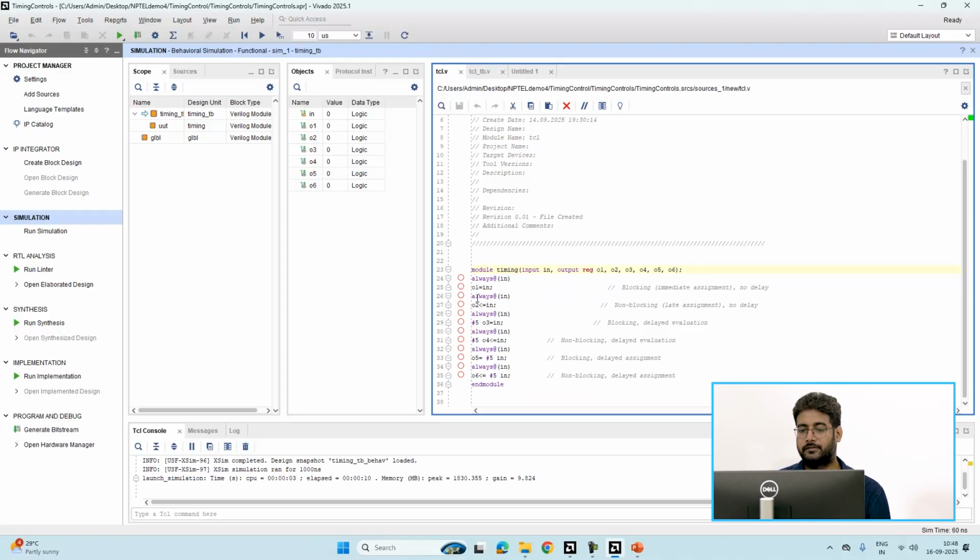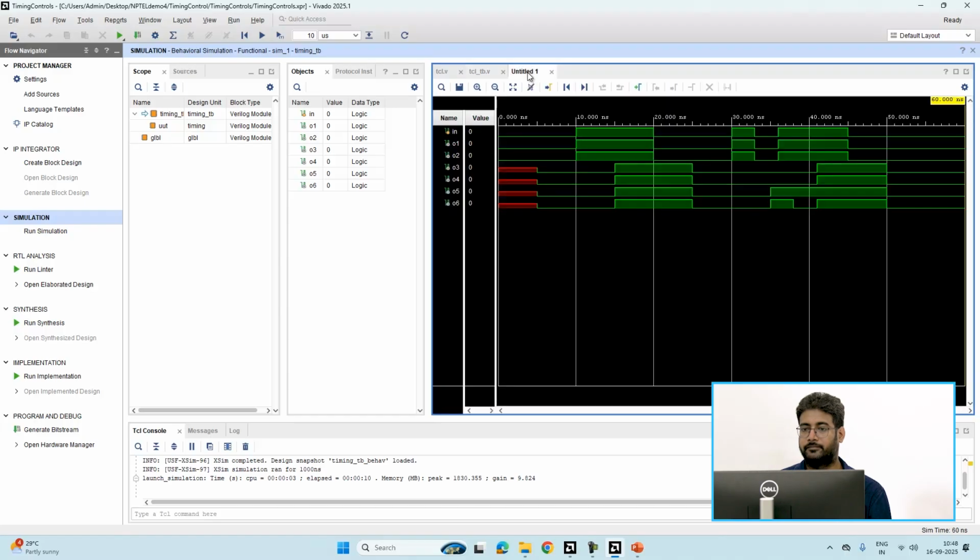In case 2, that is always at the rate of input, o2 is assigned the value of in. It's a non-blocking case, that is a late assignment, but there is no statement after it, so there is no delay at all here. So here also the output is the same, and there is one glitch here. This glitch also got passed as soon as the input change occurred. It got assigned for the case of o2 also in this case.